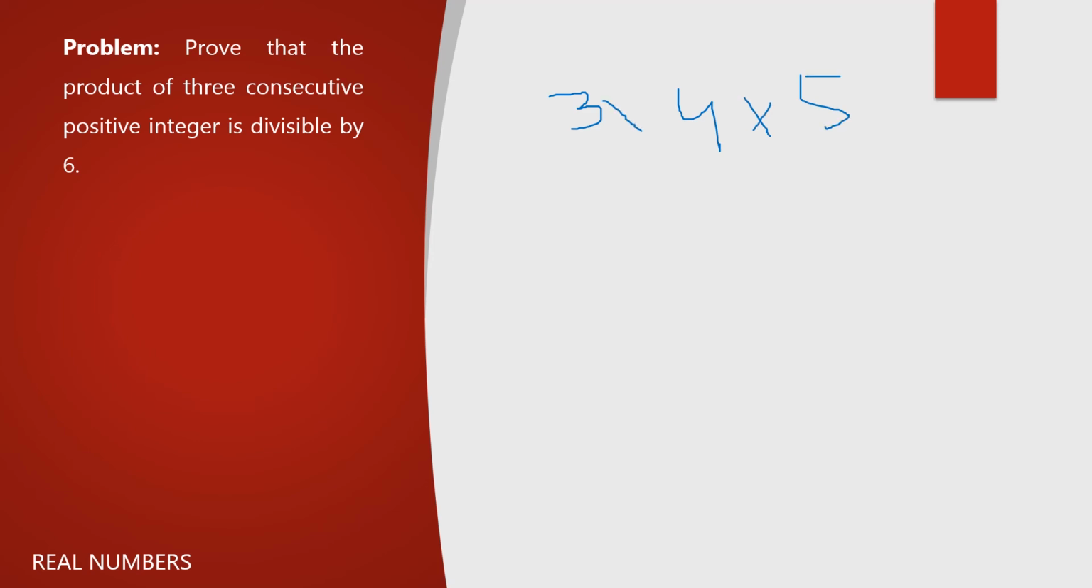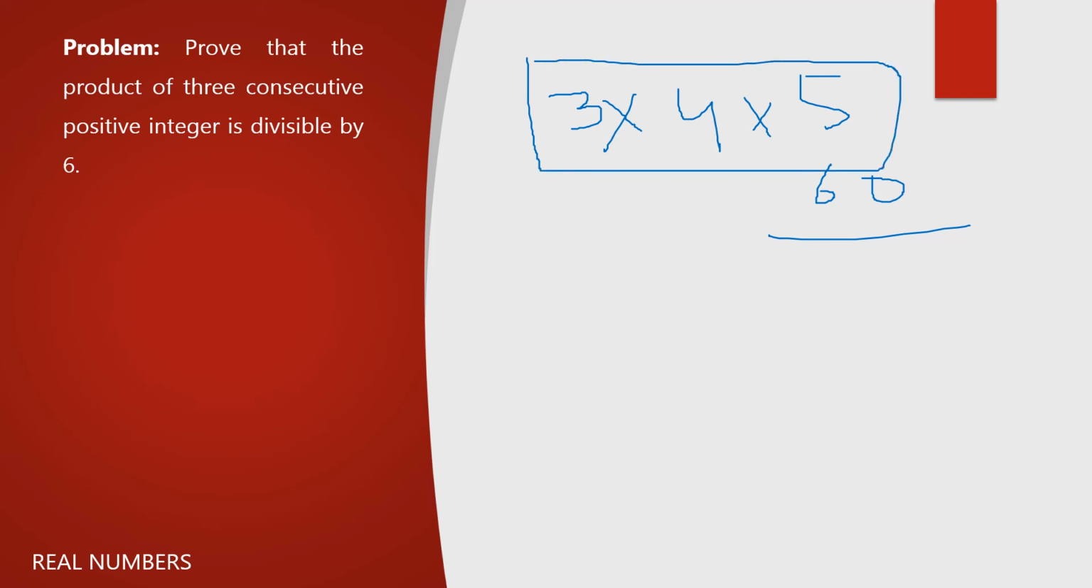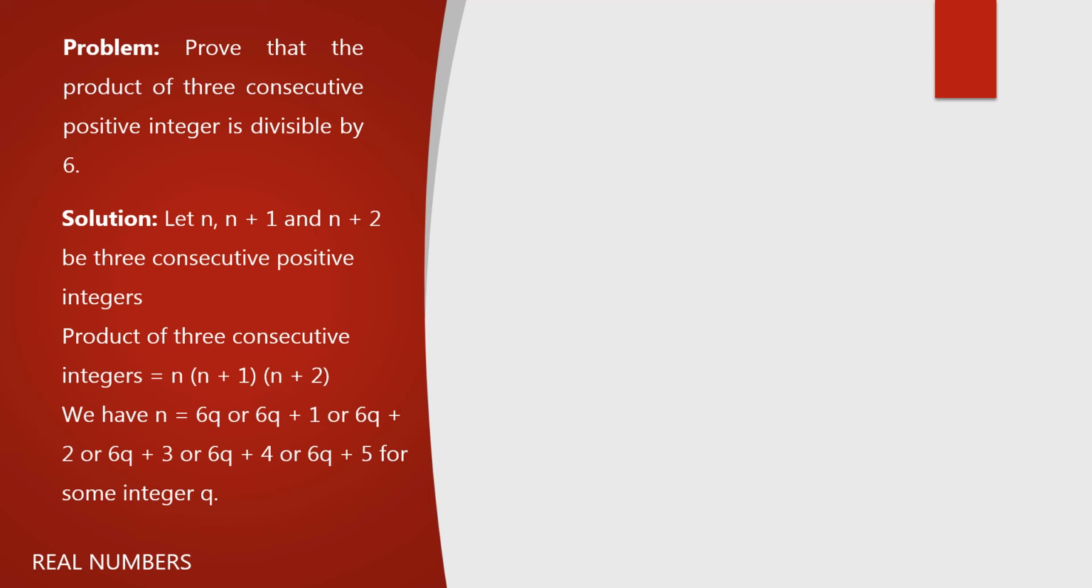Their product is 3 into 4, 12, 12 into 5 is 60. Very clear, 60 is divisible by 6. That means any three consecutive positive integers, their product is always divisible by 6. You have to verify. To verify this, I will use Euclid's division lemma. Here let the positive integers be n, n plus 1 and n plus 2 be three consecutive positive integers. And their product is nothing but n into n plus 1 into n plus 2.